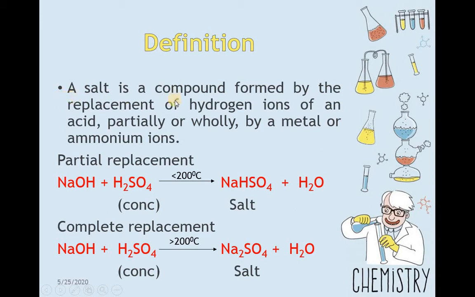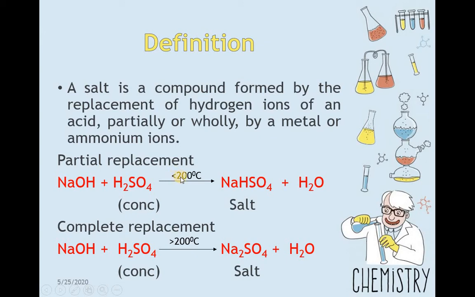A salt is a compound formed by the replacement of hydrogen ions of an acid partially or wholly by a metal or ammonium ions. Now see the partial replacement. This is the acid. It has two hydrogen, that is, it is a dibasic acid. Now this is the metal, sodium hydroxide. In this, sodium is the metal. Sodium is replacing one hydrogen of the acid, giving the salt sodium bisulfate or sodium hydrogen sulfate and water.